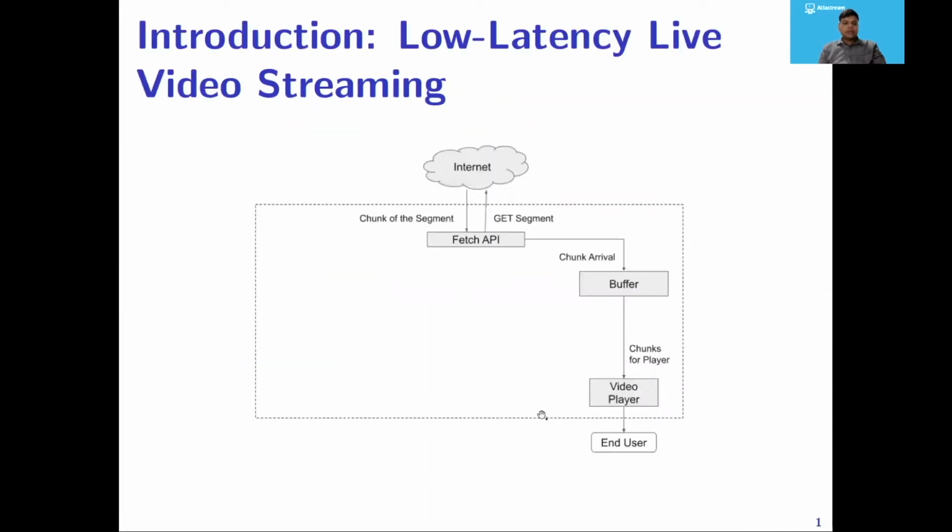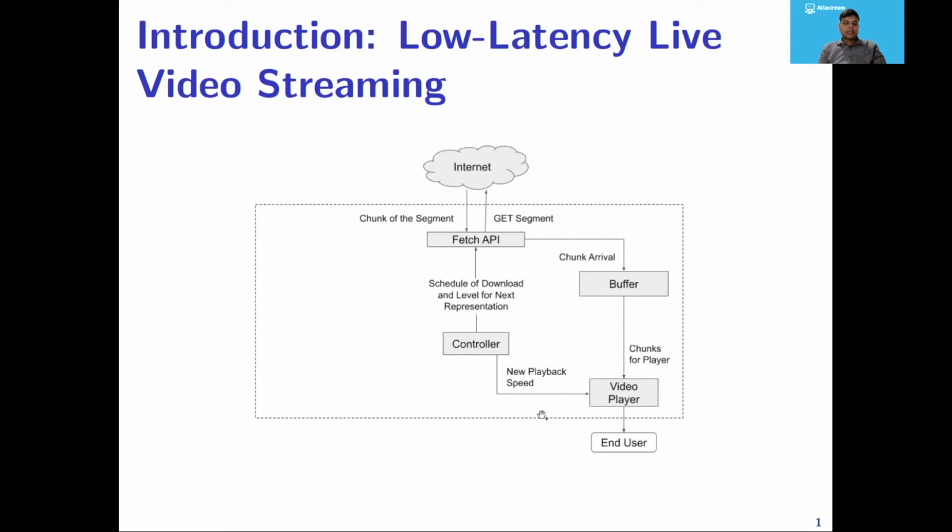Looking at the overview of the DASH client, we can see that it downloads the video segment using an HTTP request. In the case of low latency streaming, the client uses the fetch API so that it can parse the chunks of the partially downloaded video segments and start playing them immediately. These chunks are stored in the playback buffer and can be played even if the entire segment is not fully downloaded. Therefore, the latency is no longer directly dependent on the segment duration.